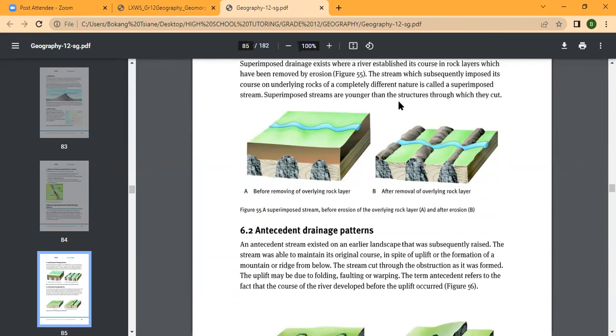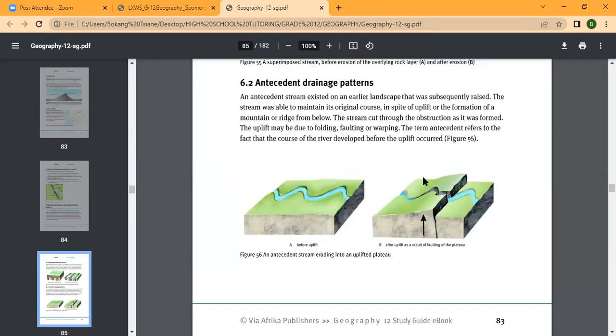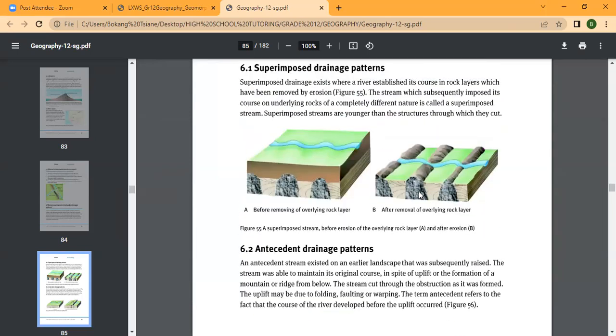And then we have antecedent drainage patterns. It's when, because of a fault in the Earth's crust, there's movement of the rock. So the river was flowing on an even surface, and then after a certain process occurs, we have this uplifting of the rock, and then the river cuts through the rock. That is an antecedent drainage pattern. So the difference is that with superimposed, the river is flowing in an area, and then there's the top rock layer, this brown layer, and then there's another rock at the bottom.